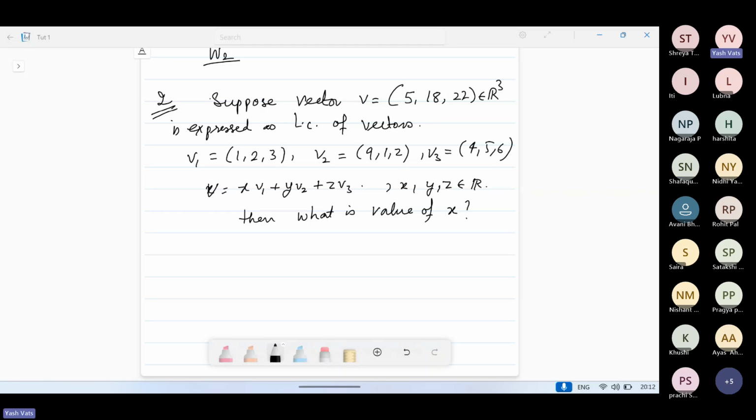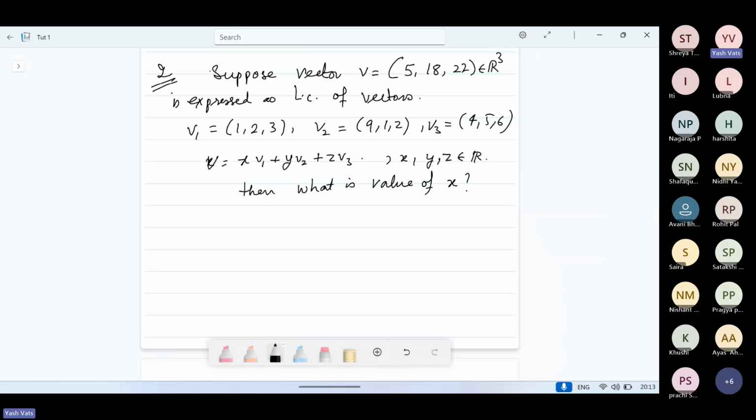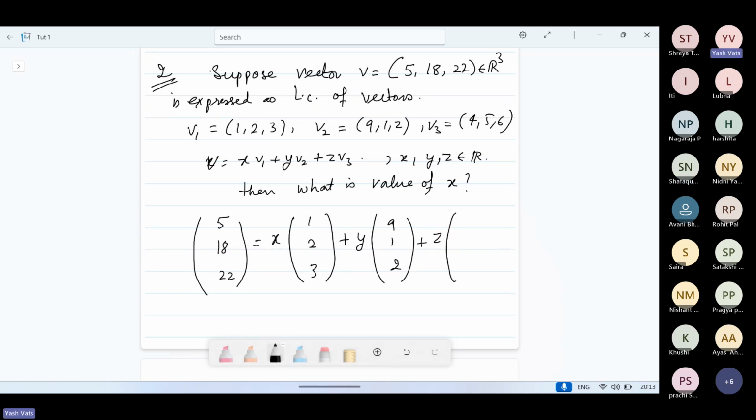Yes, and have you tried that? Okay, so I just try to write that. You have to express V as the linear combination of V1, V2, and V3, right? So what is V? I write it this way: 5, 18, 22, and it is x times V1, what is V1? 1, 2, 3, plus y times V2, what is V2? 9, 1, 2, plus z times V3, what is V3? 4, 5, 6.